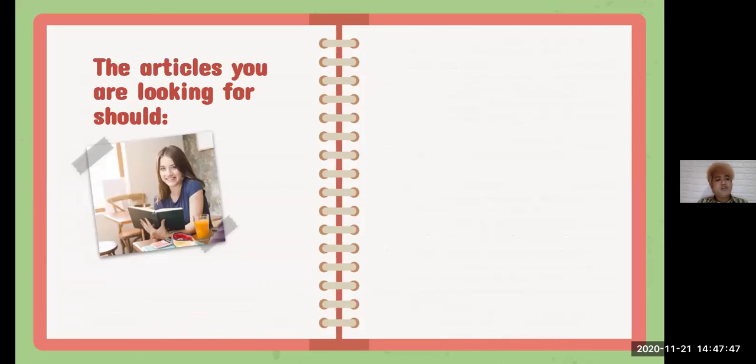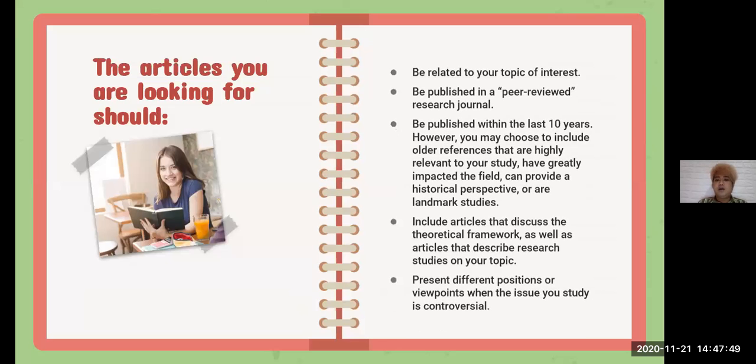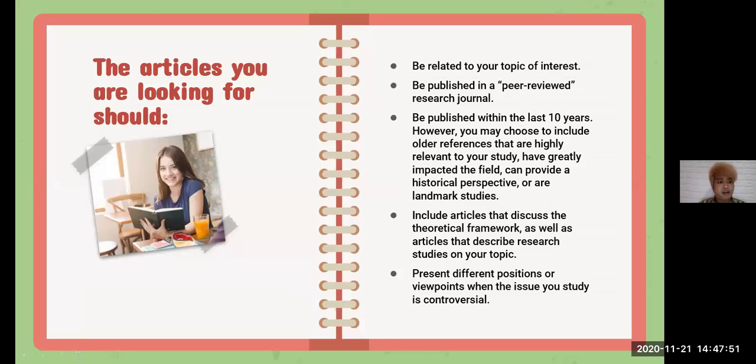The articles that you're looking for should, of course, be related to your topic of interest. Be published in a peer-reviewed research journal. Hindi na nga lang peer-reviewed kasi marami na rin peer-reviewed. Kahit mga bogus journal, peer-reviewed na yun. It must be published in a reputable peer-reviewed research journal, no? Minsan nga dapat high impact pa sinasabi nila.